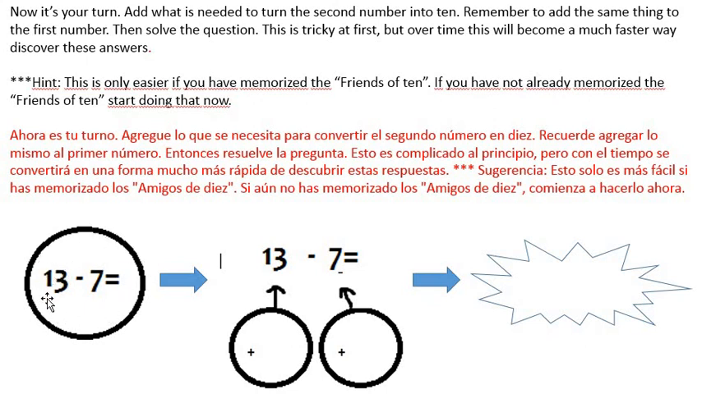Okay. 13 minus 7. What do I need to add to 7 to get 10?